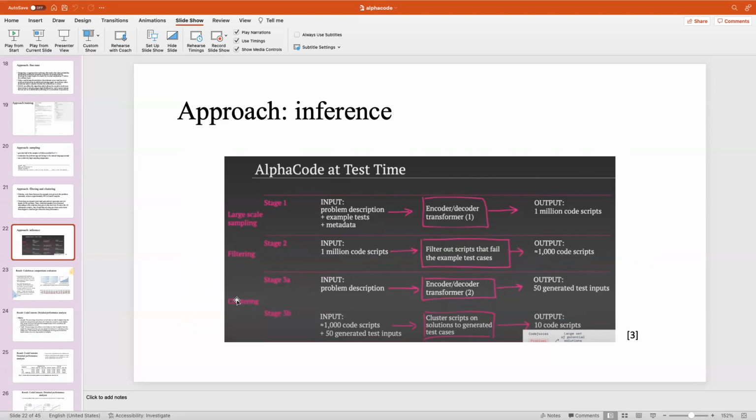And clustering includes two steps. First, you generate test inputs from the second model, and you use those generated test inputs to cluster those 1,000 code scripts, and you pick one code script from each cluster and use those as the final solutions. So here's the overall process of the inference of AlphaCode.